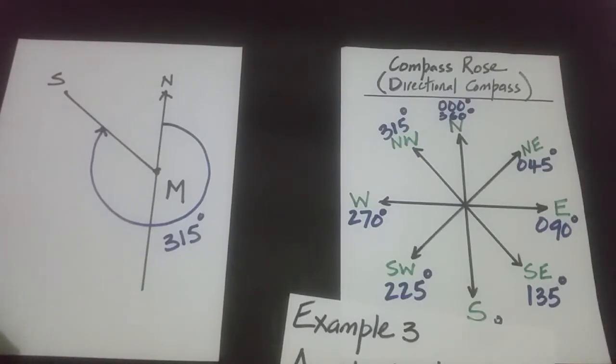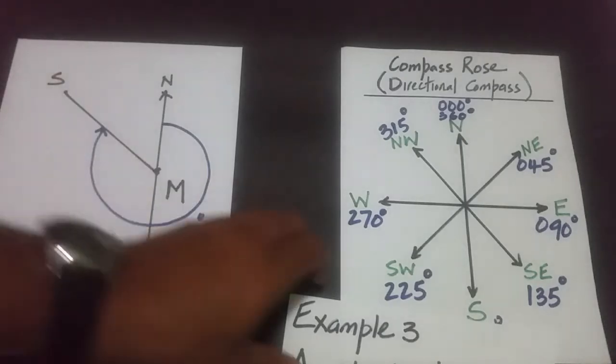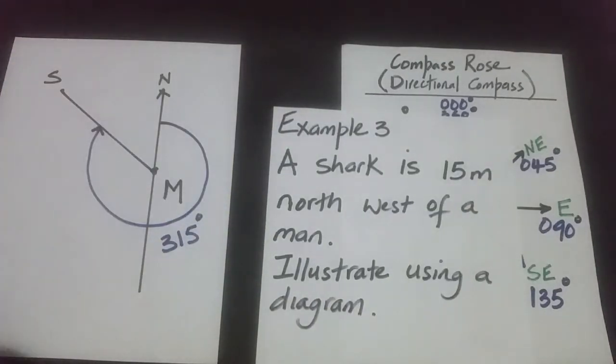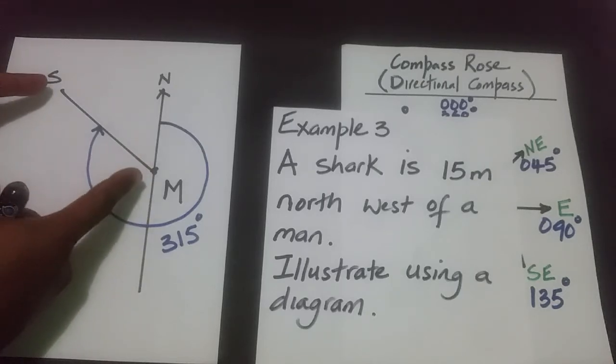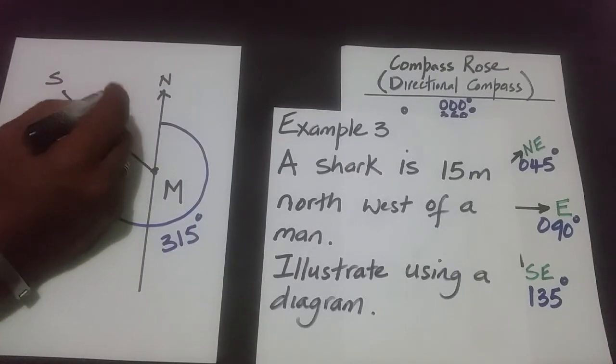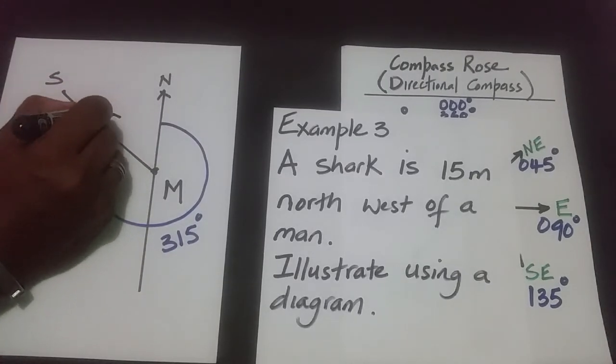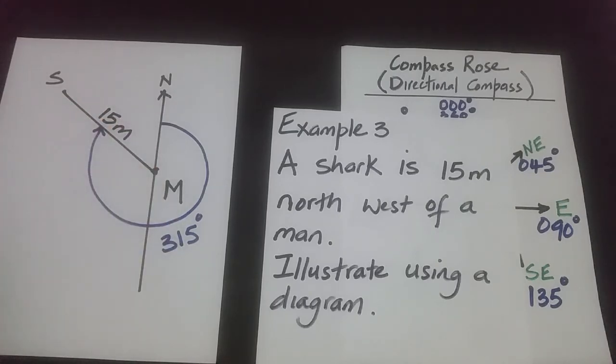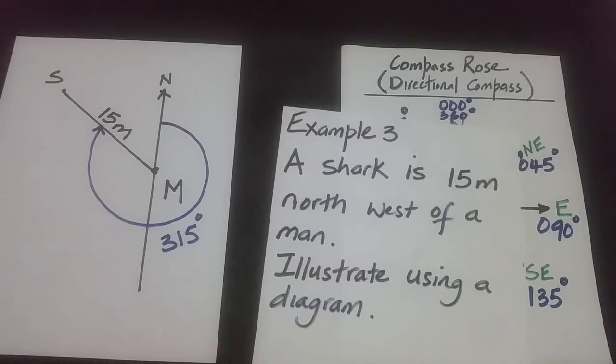And of course, they also told us that the shark is 15 meters northwest of the man. Now this line would represent the distance between the shark and the man, so clearly the 15 meters is going to go right there. So we're just going to put the 15 meters right there. And that would be full marks for a diagram if you're asked this question in the exam. Now of course CXC don't normally ask these simple questions. They normally ask questions that involve two north lines in it, but regardless, they could ask this question. So this will be the solution to example 3, so please take note.